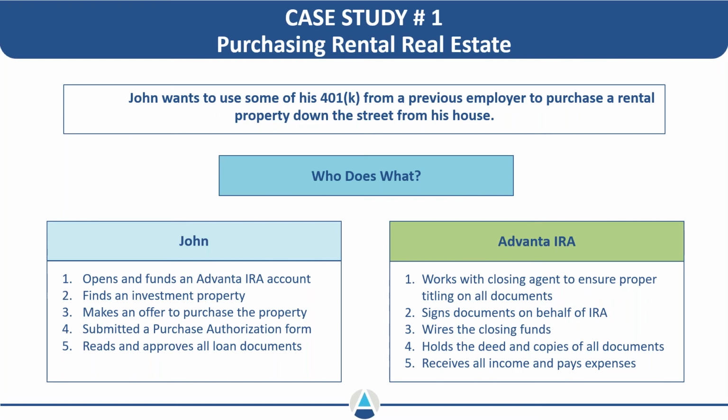So in our example, John wants to use some of an old 401k to purchase a rental property down the street from his property. How does this work? What does John do? What does Advanta IRA do?